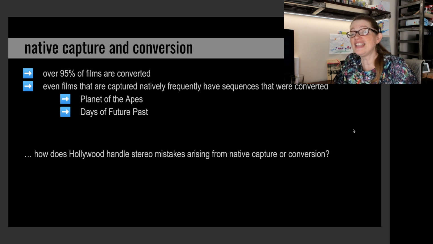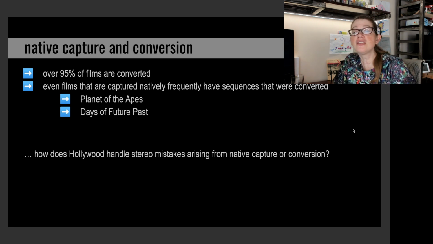Even the films that we did capture natively, so things like Planet of the Apes and Days of Future Past, they were captured natively using stereo cameras. Movies like Pompeii, that was captured natively. They still have segments of the film that were converted. And the reason is we don't know how to solve many of these problems of separation. We don't know how to solve a lot of these problems with inconsistencies. We don't have some method to correct that works well.